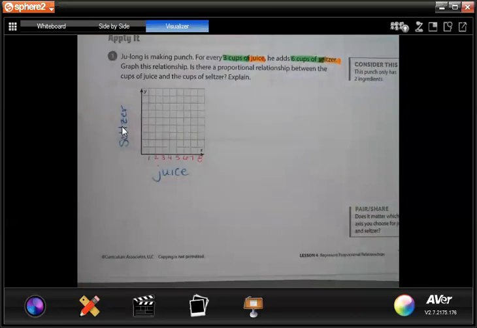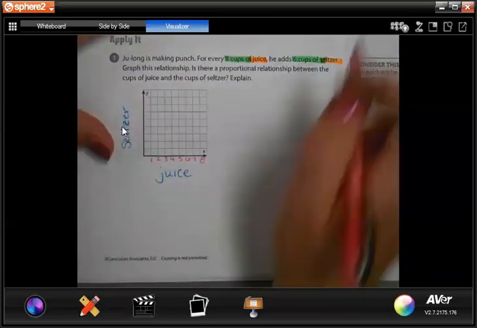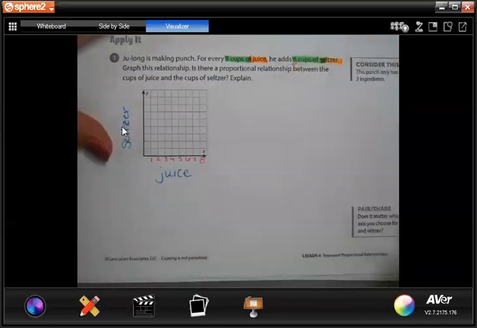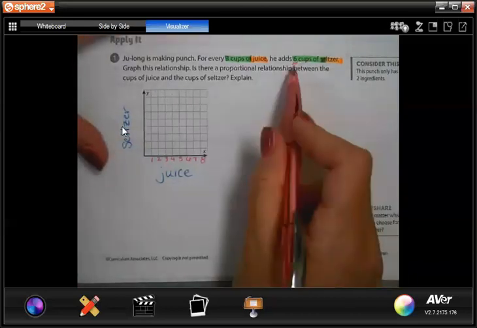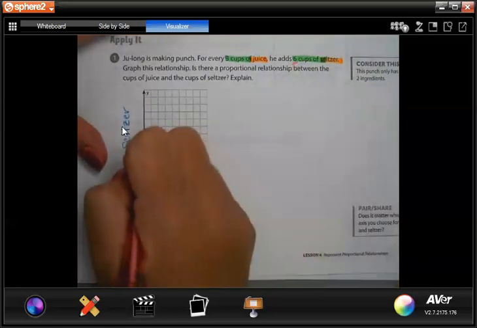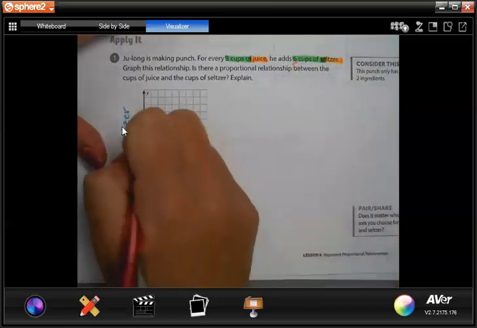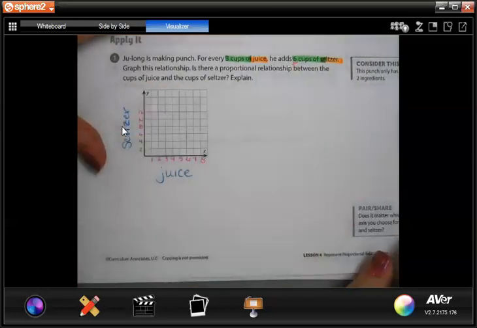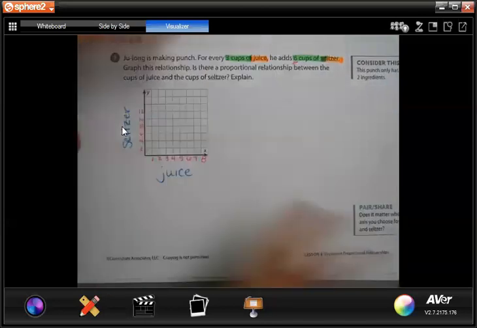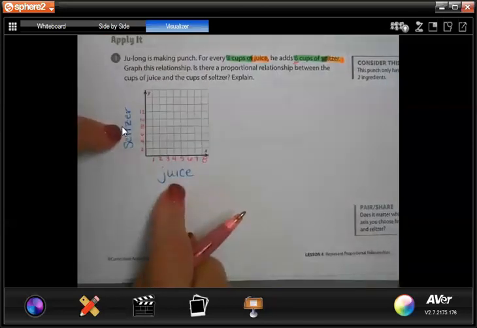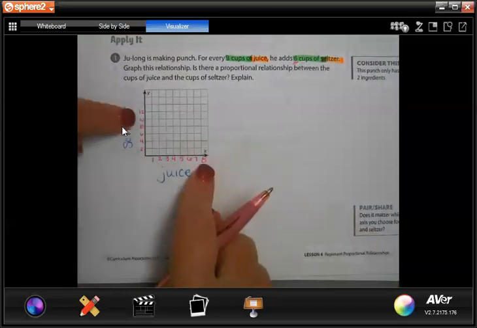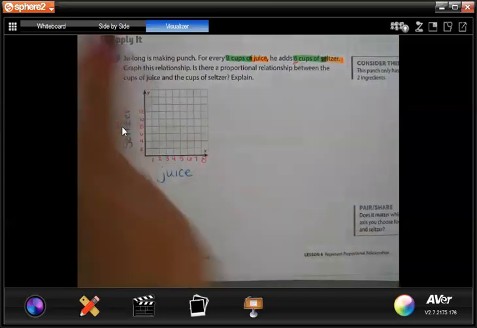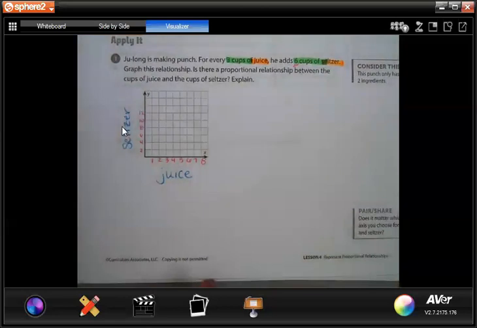Now my seltzer has 6, so I'm going to go by 2s. So 2, 4, 6, 8, 10, and I'll stop at 12. Okay, so first step, I labeled my axes. Next step, I wrote my intervals in. Finally, I'm going to plot the points.